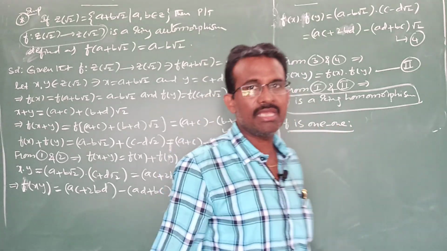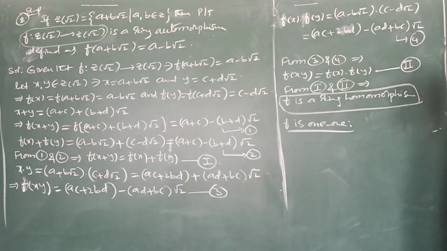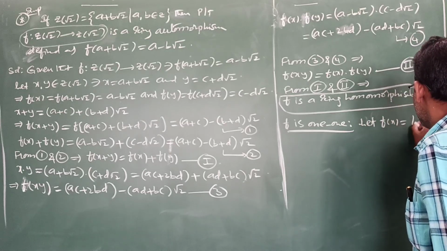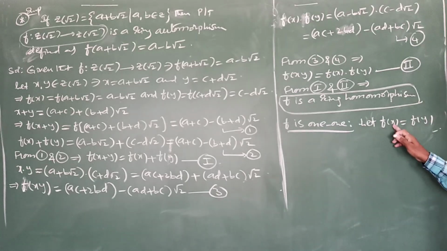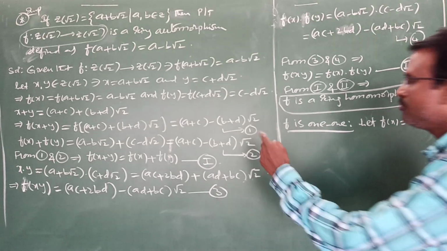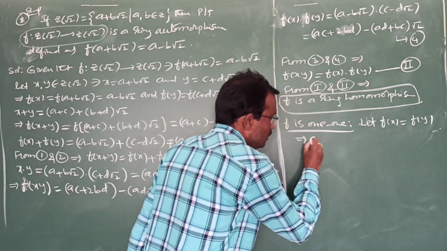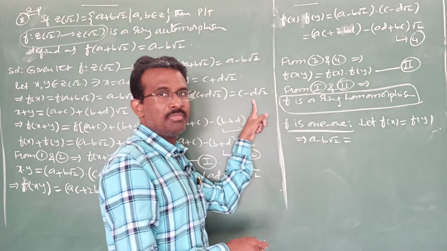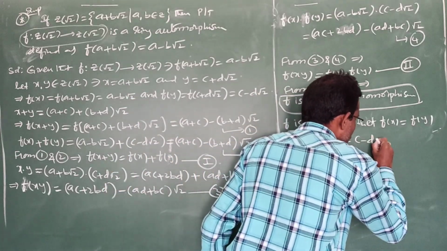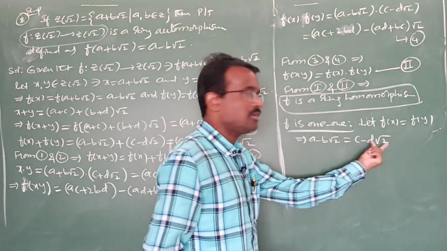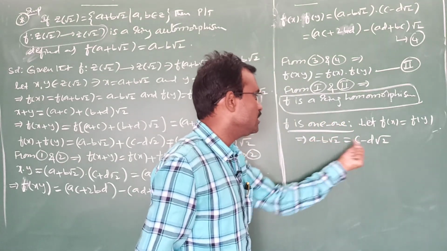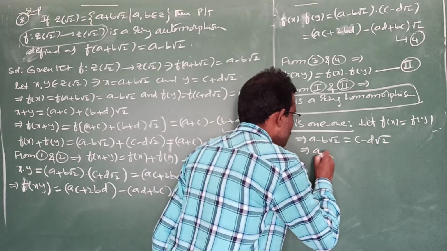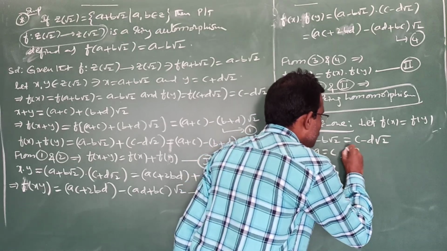Already in the previous questions I explained how to define 1-1. Let us take f of x equal to f of y. Using that, if we can show x equal to y, that is enough. But what is f of x here? A minus b into root 2 is equal to f of y, which is c minus d into root 2. Now this is equal to this, which means a equal to c and b equal to d, then only this total result equals this total result. Here we got a equal to c and b equal to d.